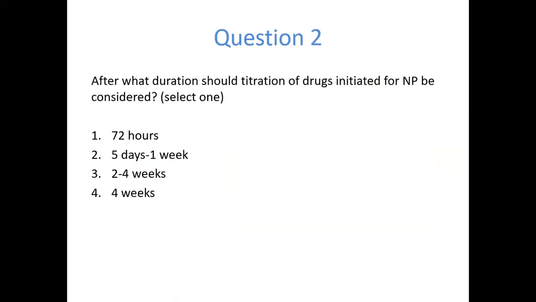Okay. After what duration should titration of drugs initiated for neuropathic pain be considered? When do you consider titrating the drugs up or increasing the doses of the medications? Is it after 72 hours of giving the patient the drugs, or is it 5 days to 1 week, or is it 2 to 4 weeks, or is it 4 weeks that you'd consider titrating the doses up? Or even when you hit the maximum, or the patient gets very severe side effects, when would you consider titrating the drugs?